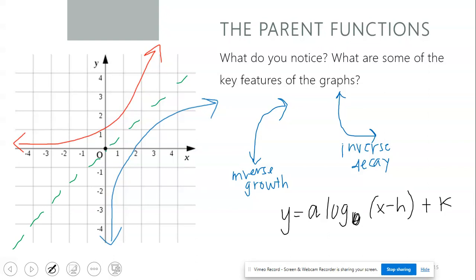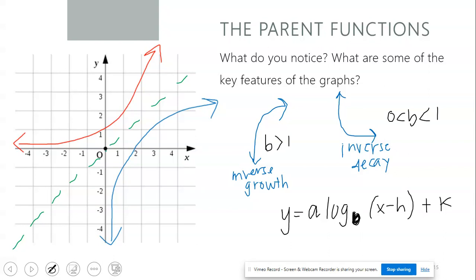So again, the base of the logarithm depends on what our graph is going to look like. This is the inverse of growth. That means the base is bigger than 1, which is more often than not what we see for our logarithms. However, just like this was decay, if the base is between 0 and 1, we're going to get the inverse of decay.